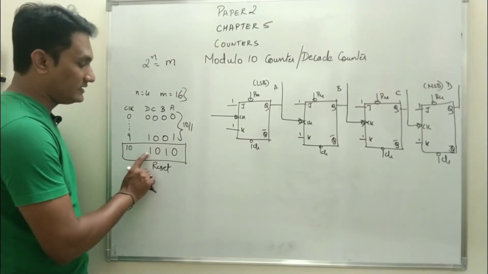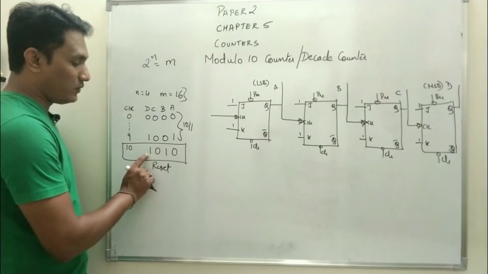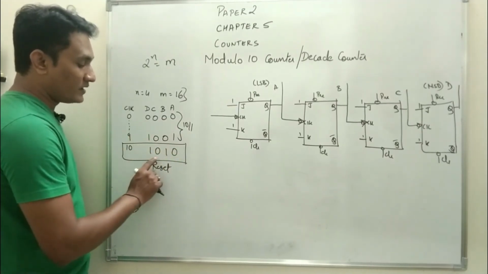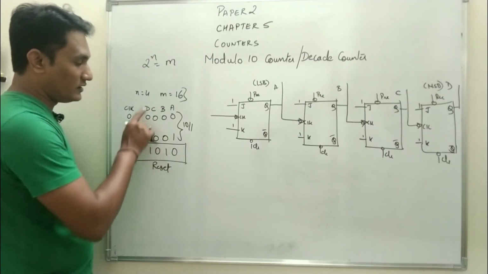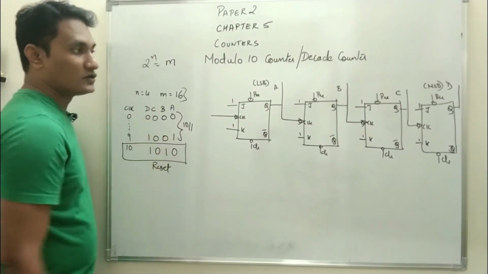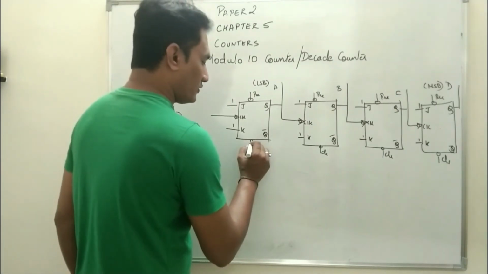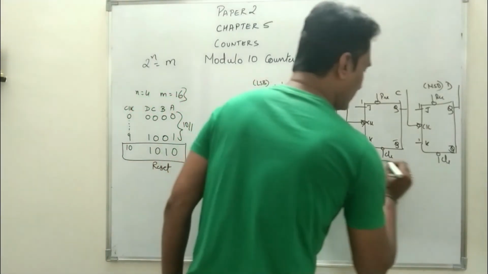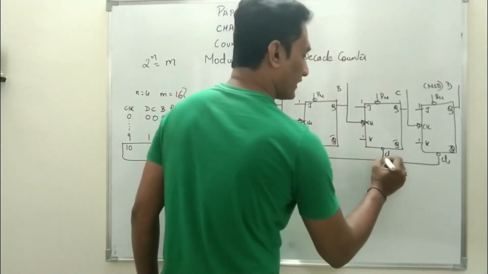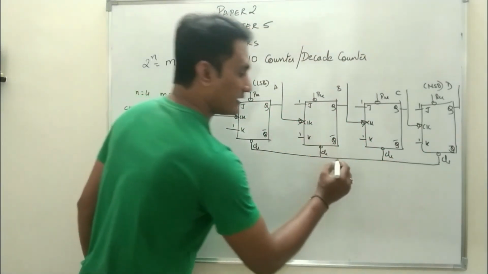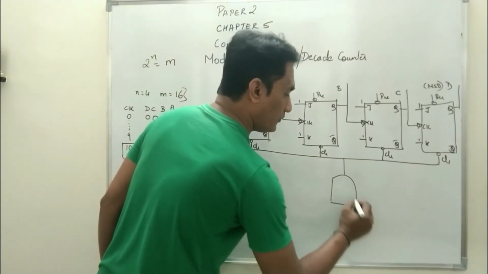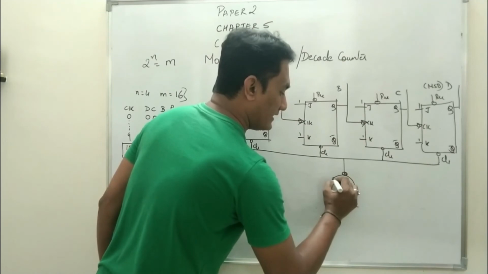The count DCBA is 1010. Now you have to look at the variables which are 1. So here the variable D and the output B, both are 1. So first, what you do is connect all the clear terminals together. Of course, clear is for resetting the output. So the clear terminals will be connected together, and connected to the output of a NAND gate.